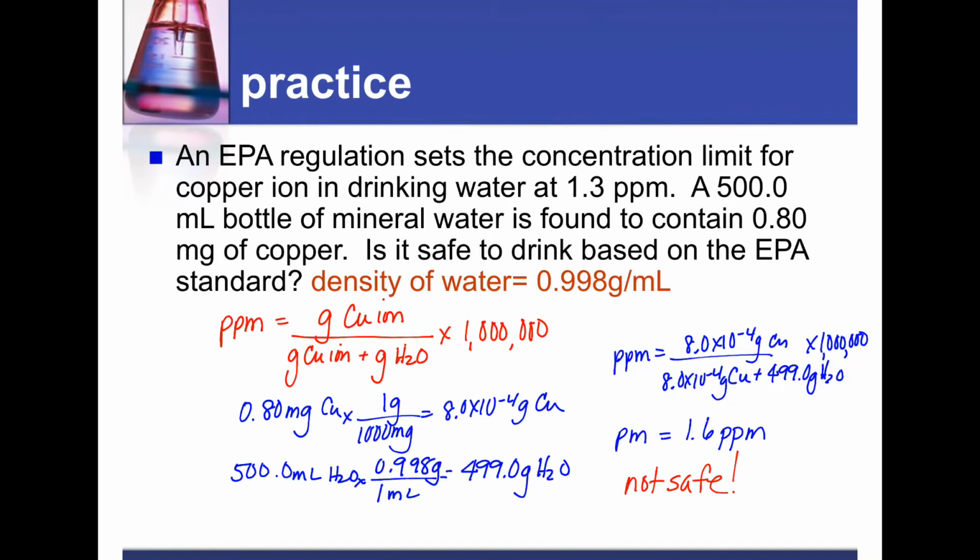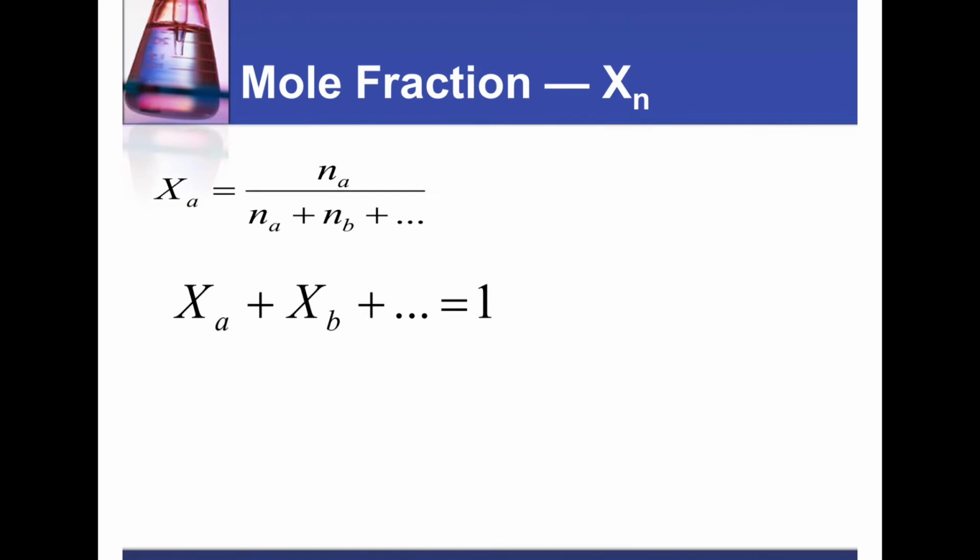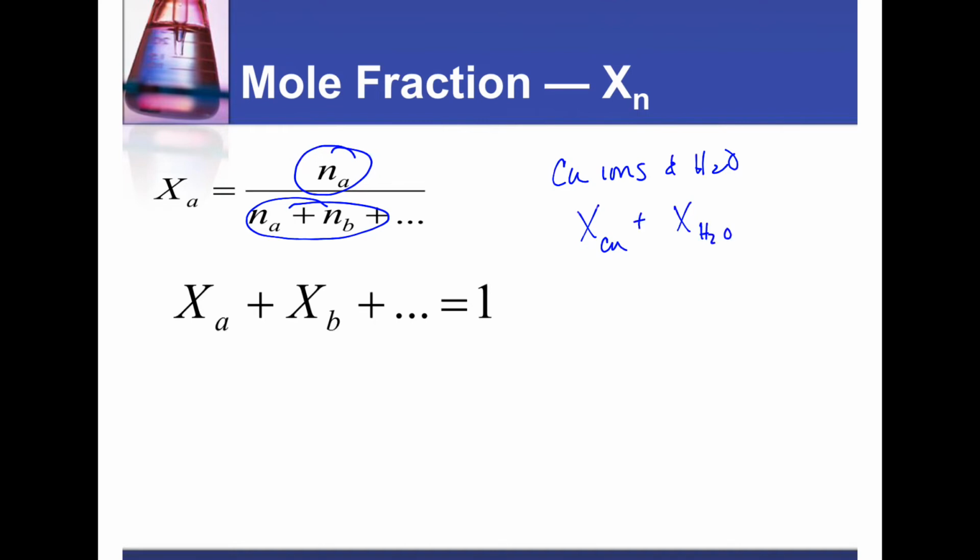So let's move on to another type of calculation for concentration, and that's mole fraction. The mole fraction is the moles of the part divided by the total moles. When we say mole fraction, if we have a mixture of, like we had before, copper ions and water, we would have a mole fraction of copper and a mole fraction of water, and all the mole fractions always add up to be 1. So that's what this is saying right here.